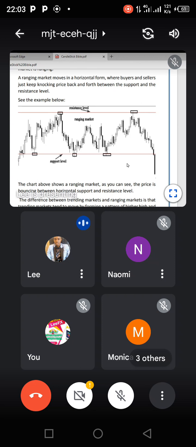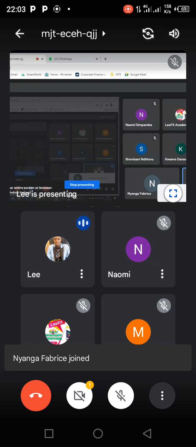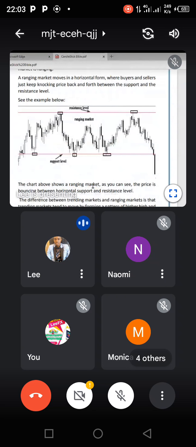Now, what usually happens is that when the market is lending, you are expecting two things to happen. Either the buyers can take over, or the sellers can take over. Okay, that is what usually happens. Like you are seeing here, our resistance is on top, our support is below in the lending market.